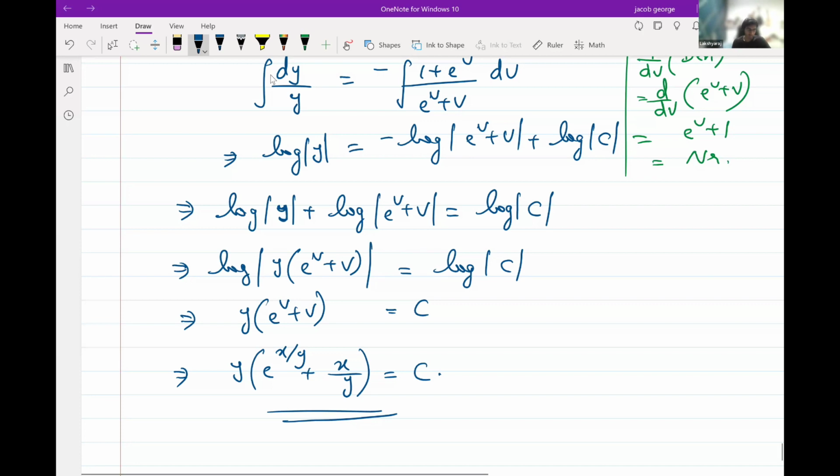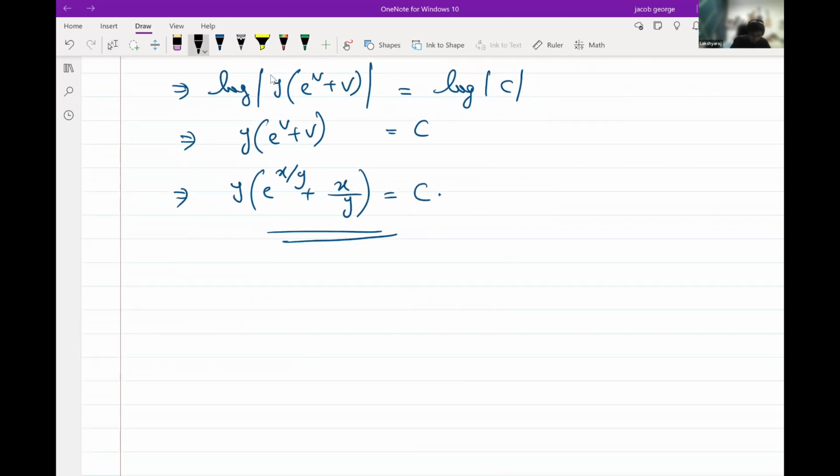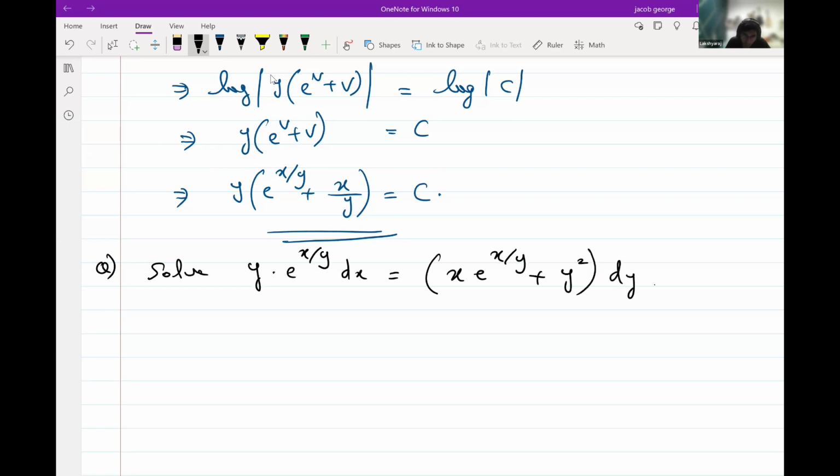So write one more question of x by y form. Solve the differential equation: y into e raised to x by y dx is equal to x e raised to x by y plus y square dy.